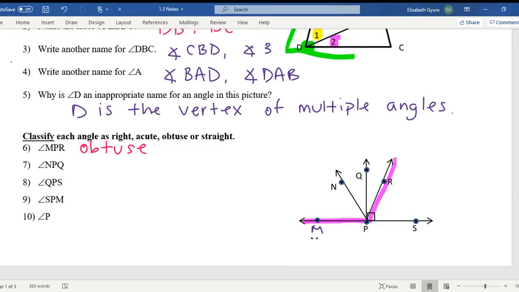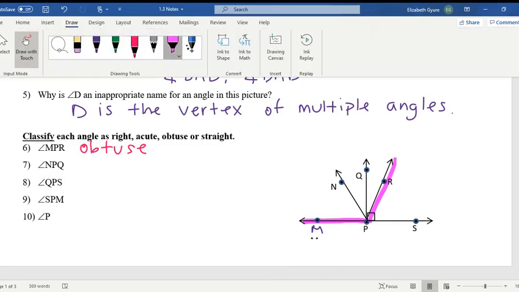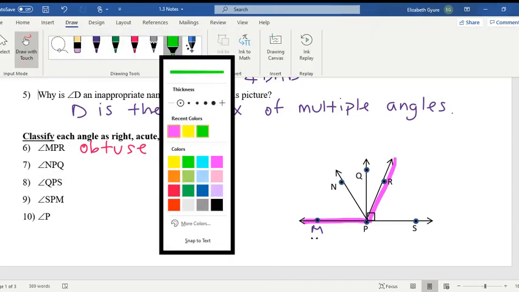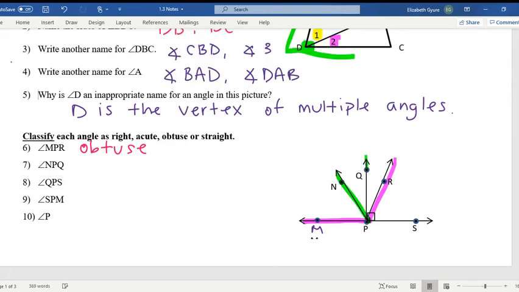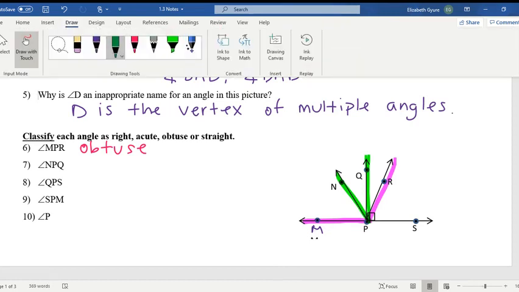Then angle NPQ. So N to P to Q. And that's a very small angle. That's less than 90 degrees. So that's going to be acute.